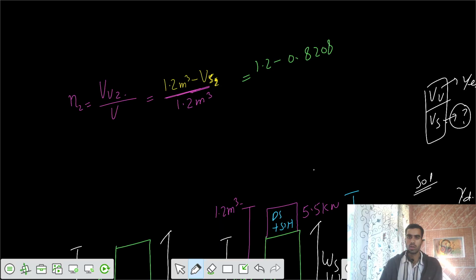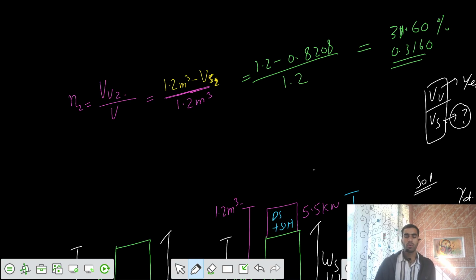0.8208, then finally divide by 1.2 total volume. This is your void ratio. This is your porosity. And finally it's coming to be 31.60%, or we can write 0.3160, 31.60%. And can you tell me what is the reduction in porosity?